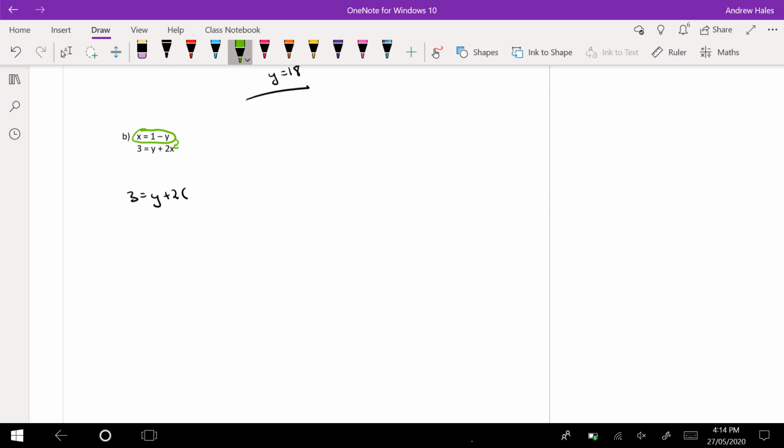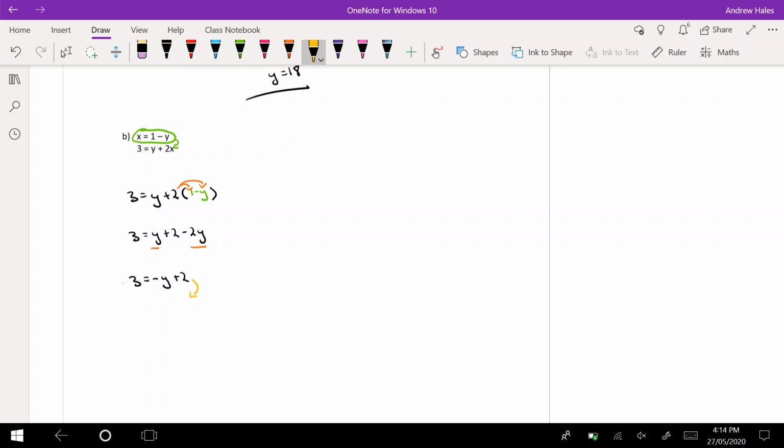Then we've got 1 take y instead. I'm going to be expanding my brackets again. If I have a number in front of brackets, I have to expand. So this takes me to 3 equals y plus 2 times 1 equals 2, 2 times negative y, negative 2y. I can combine these 2 like terms together. Always combine like terms together if you can before you start moving and simplifying anything else. So this gives me that 3 equals y take 2y is negative y plus 2.